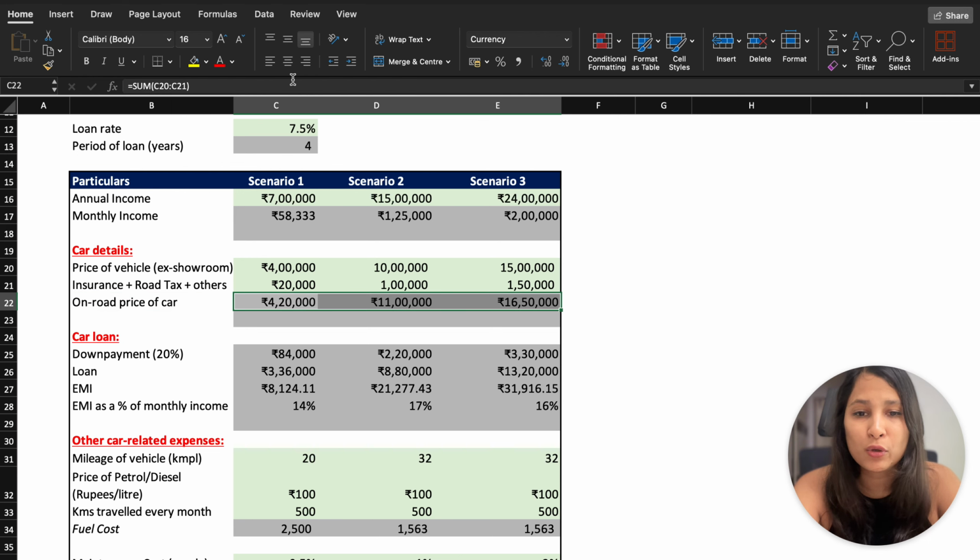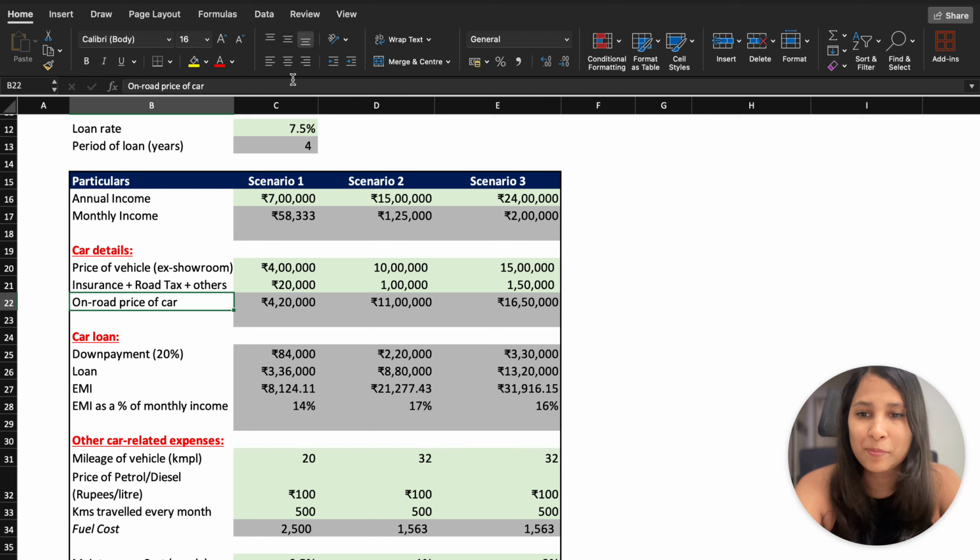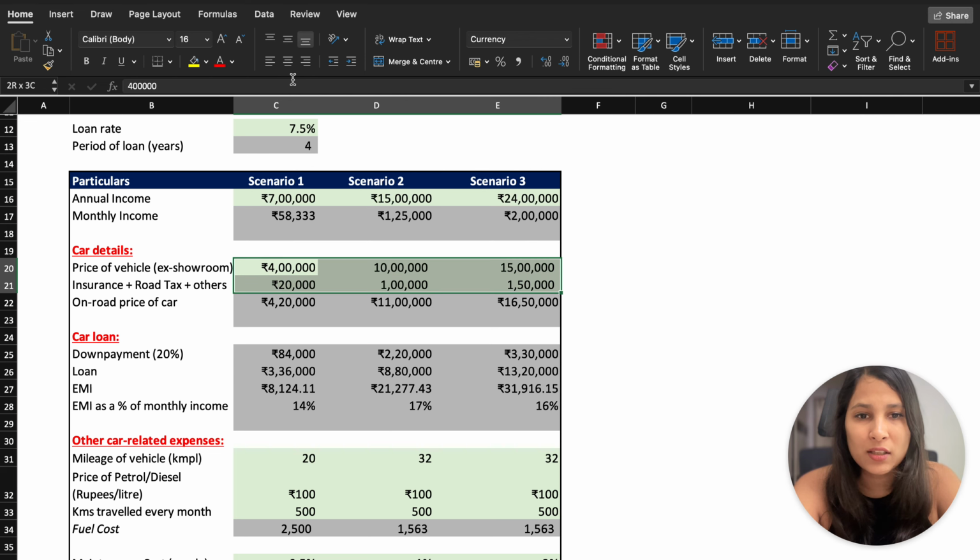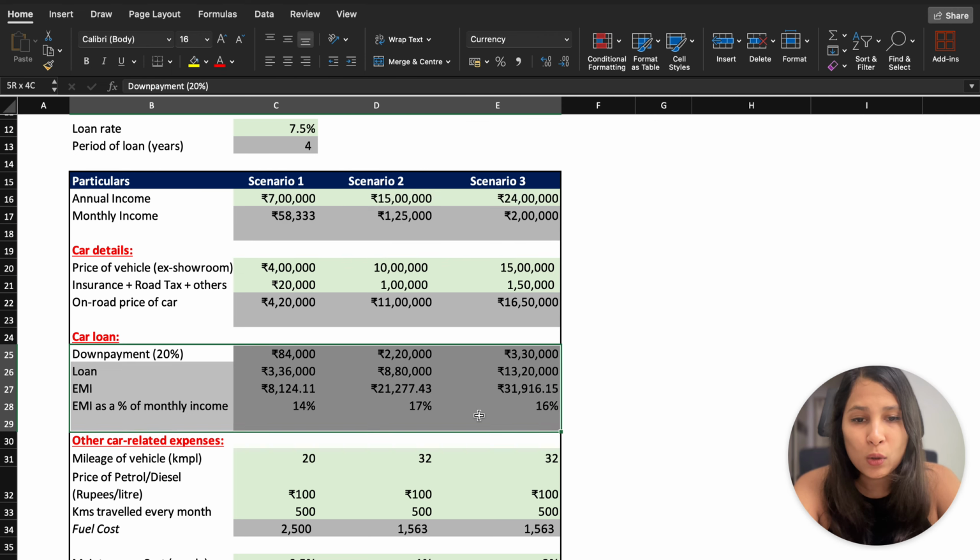The sheet will compute your on-road price of the car, right? After this, you will enter the car loan details. Everything will be auto computed once you have entered all the information above. All this information, once you have inputted it, will be auto computed.